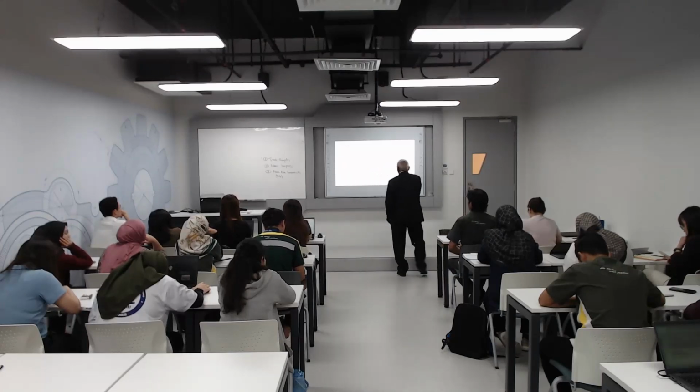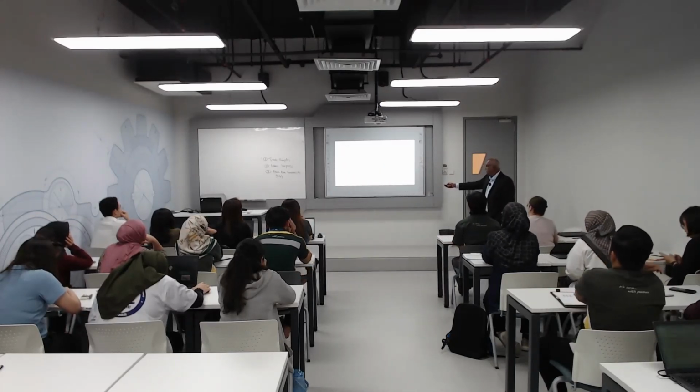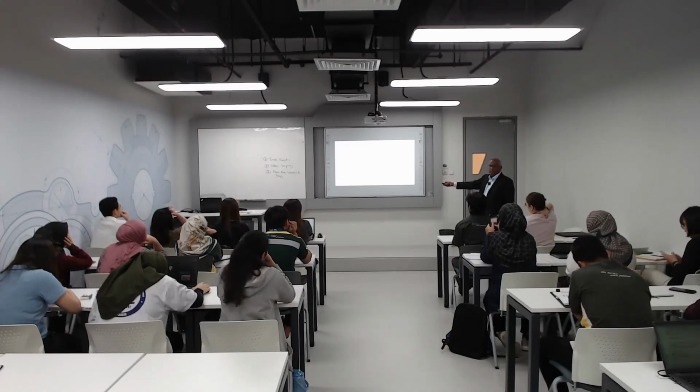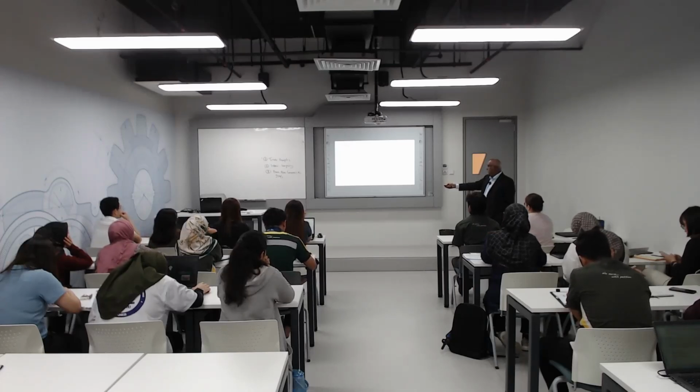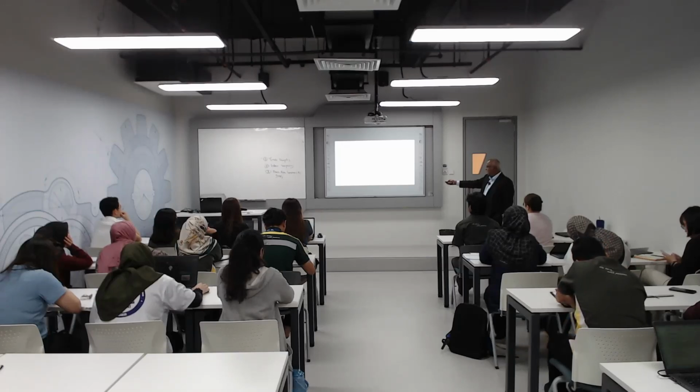So you see DDP, ABC Sendirian Berhad, Klang, Incoterm 2020, which means the seller will pay everything until the customer premises. Correct? EXW ABC Private Limited, Sydney, Australia. That means the goods will be available at ABC Private Limited only.